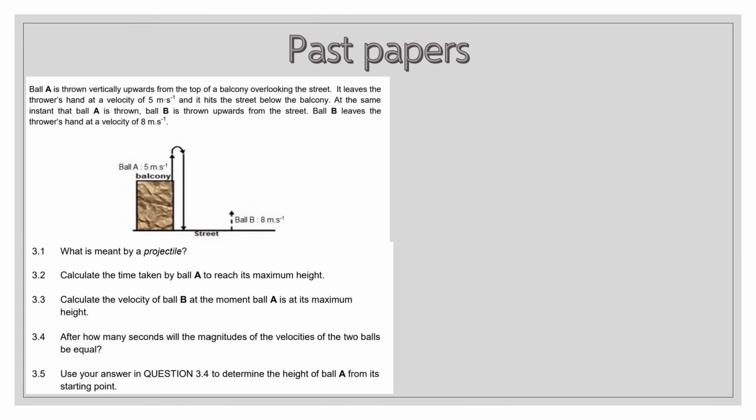Let's do another example. Ball A is thrown vertically upwards from the top of a balcony overlooking the street. It leaves the thrower's hand at a velocity of 5, and it hits the street below the balcony. At the same instant ball A is thrown, ball B is thrown upwards from the street. Ball B leaves the thrower's hand at a velocity of 8.